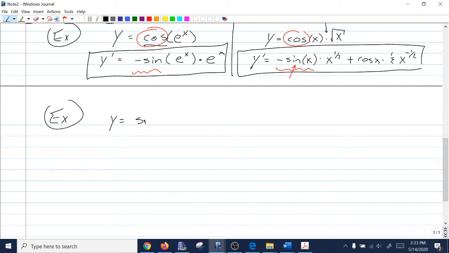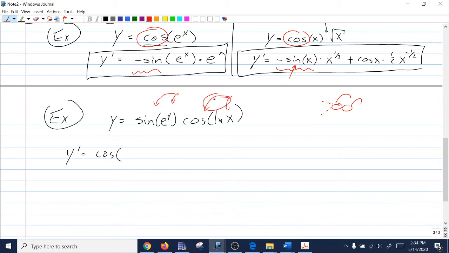Y equals sine of e to the x times cosine of natural log x. Y prime equals derivative of sine is cosine. Hey, wait, I just did that thing I said I shouldn't have done. Don't start saying cosine until you know what's going on. What's the outsidemost thing going on here according to my order of operations goggles? I would need to take natural log of 5 and then take cosine of that, and I would need to take e to the 5 and take sine of that. And once I have this number written down and I have this number written down, I multiply those two numbers and that's the answer.